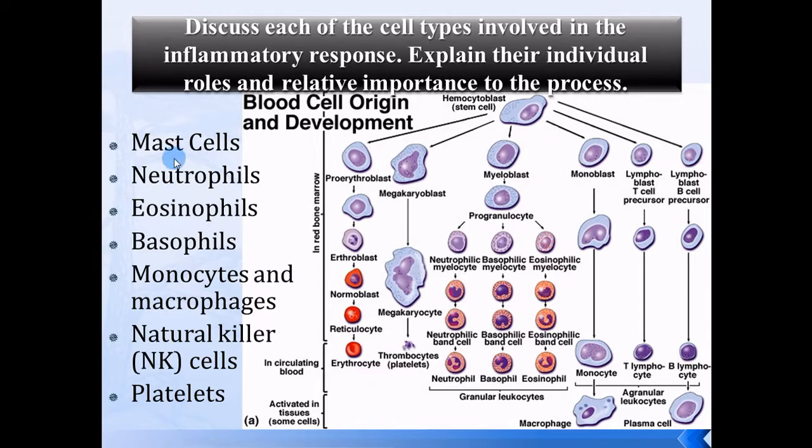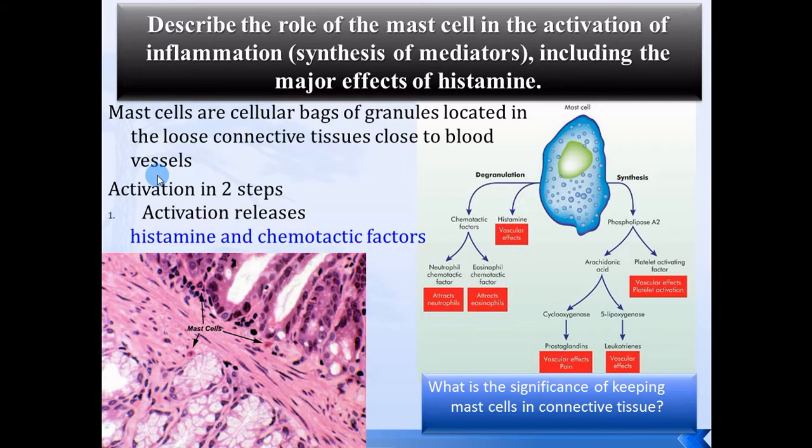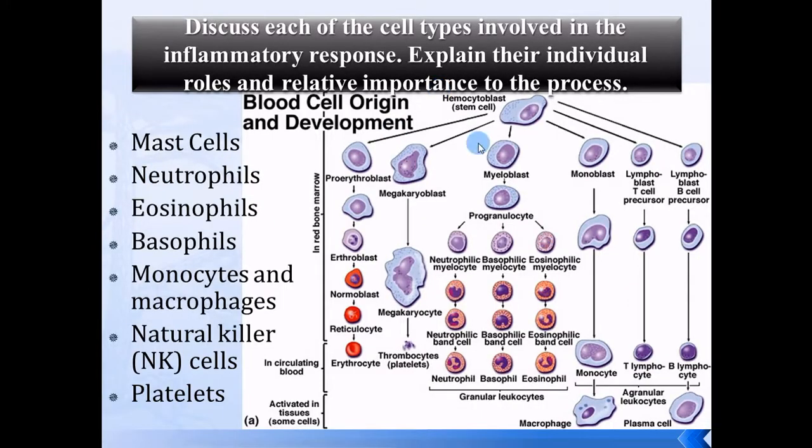So here are the different key components we're going to talk about. Mast cells, neutrophils, eosinophils, basophils. A lot of these you've already heard of, most likely. We're just going to talk about them in a little bit more detail. And then we'll talk about the macrophages, the natural killers, and the platelets. But you can see on that last slide how almost all of them come from this original stem cell, the hematopoietic stem cell. And then they can become red blood cells, white blood cells, platelets, etc.